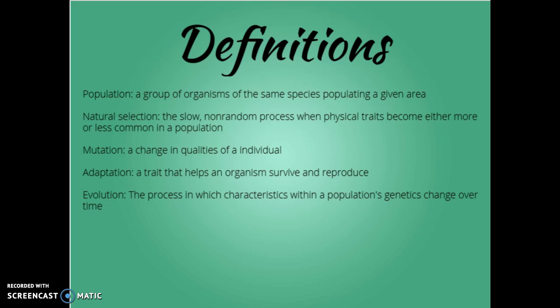Population. This is a group of organisms of the same species populating a given area. Natural selection, the slow, non-random process when physical traits become either more or less common in a population. A mutation, this is a change in qualities of an individual. Adaptation, a trait that helps an organism survive and reproduce. And evolution, the process in which characteristics within a population's genetics change over time.